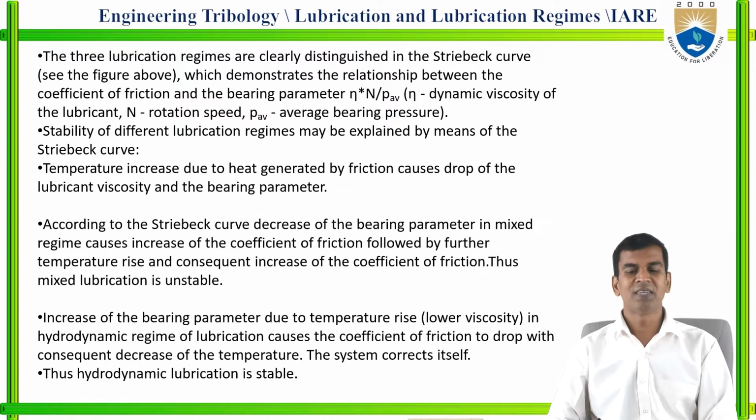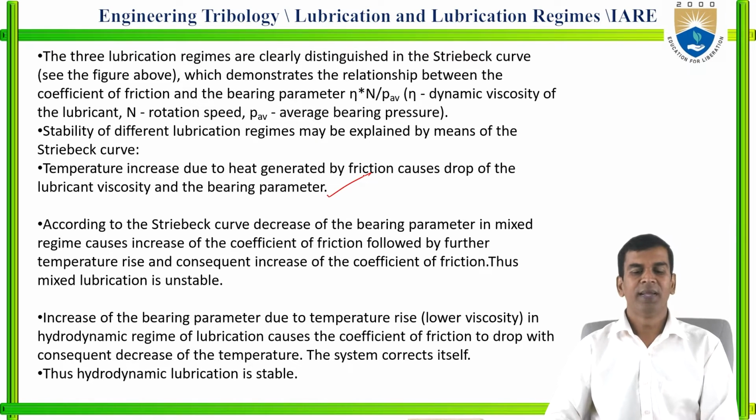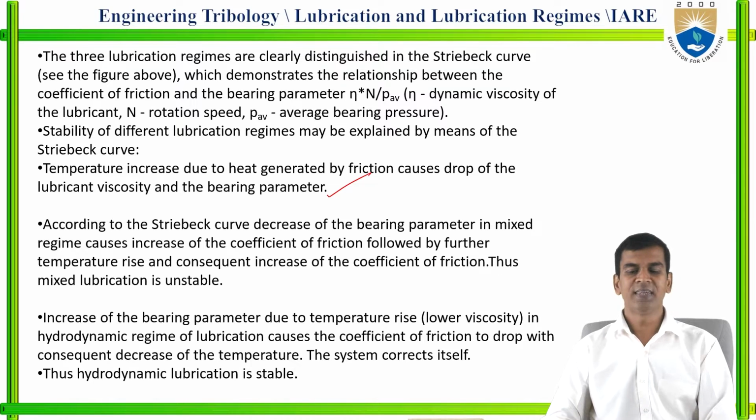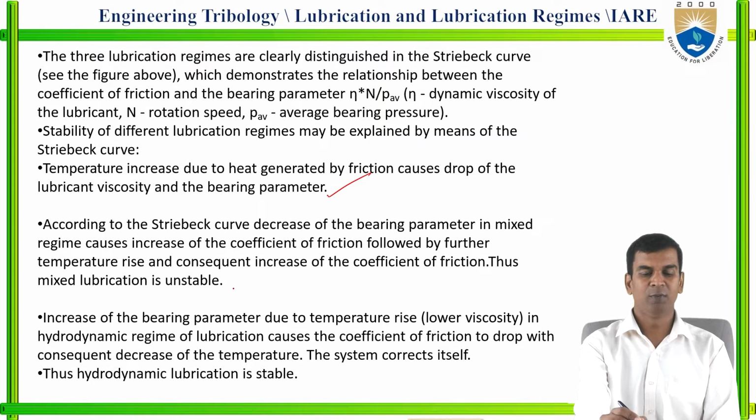As the temperature increases due to the heat generated by friction, it causes a drop in lubricant viscosity and in the bearing parameter. According to the Stribeck curve, a decrease of the bearing parameter in the mixed regime causes an increase of the coefficient of friction, followed by further temperature rise and a consequent increase of the coefficient of friction. Thus, mixed lubrication is unstable.